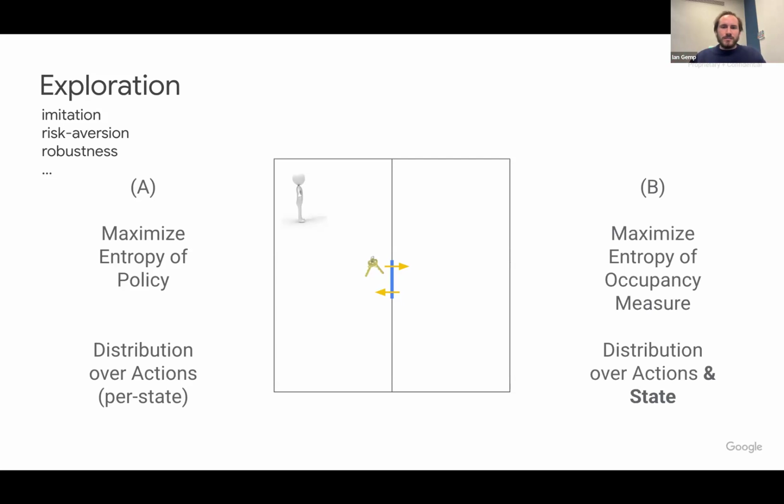Alternatively, there's this idea of thinking about RL in terms of occupancy measures, and so that is a distribution over actions and state. And so because it explicitly includes the distribution over state under a policy, if you go to maximize the entropy of the occupancy measure, you're going to directly encourage being in the left room 50% of the time and being in the right room 50% of the time. And so the only way to achieve that is to intelligently learn how to use the key to open the door.